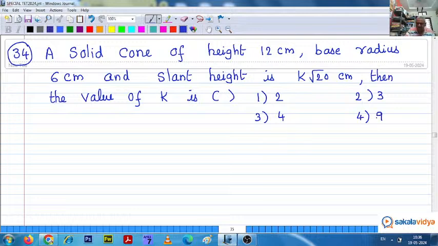You try this question. Because these problems are not familiar, just try to think out of the box, then you will get the answer. A solid cone of height given, that is the altitude, 12 centimeters and base radius 6 centimeters. Slant height is given in terms of k, that we need to find out. So first of all, what is the relationship between, so this is the cone, right?